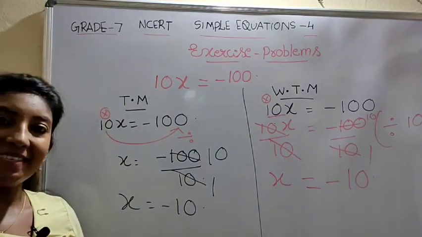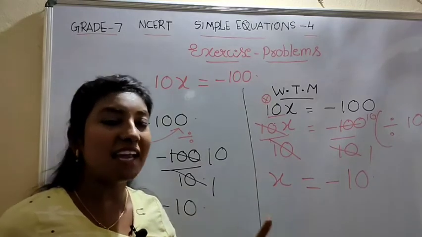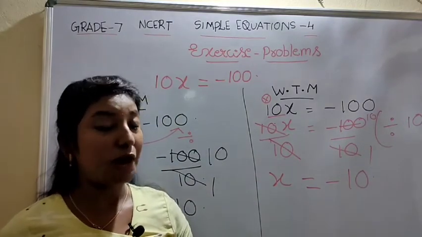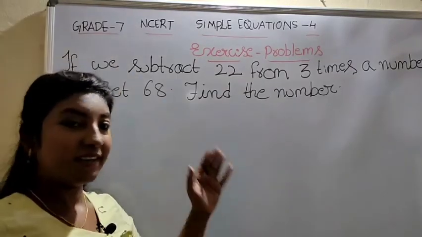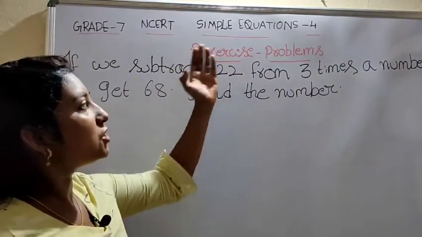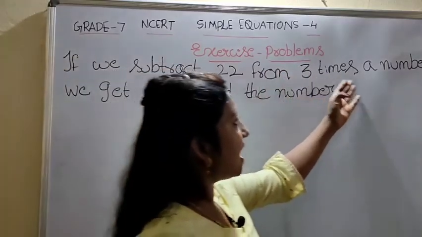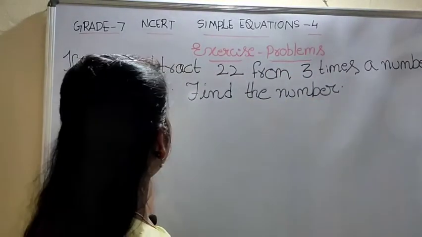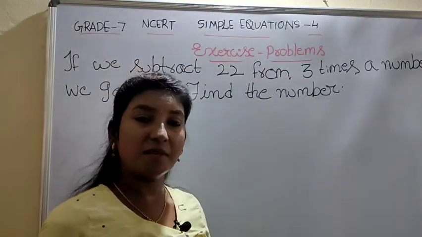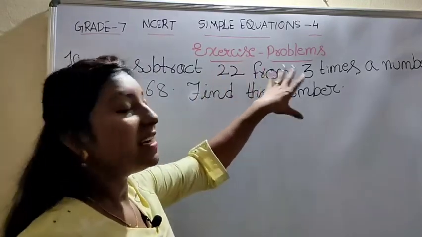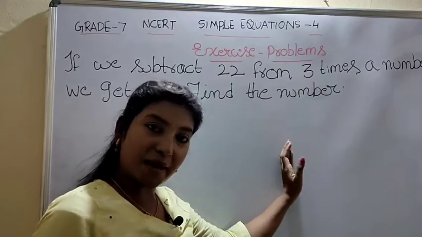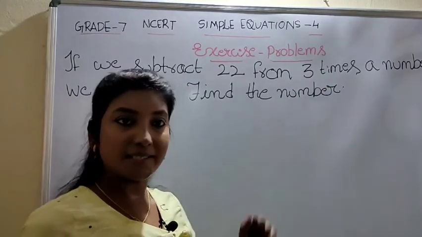Now let us see how to solve the statements and how to find the unknown variables in the statement. So here we have, if we subtract 22 from 3 times a number, we get 68. Find the number. In the introduction class, we have already seen how to solve the statements by writing an equation. Now let us see it.